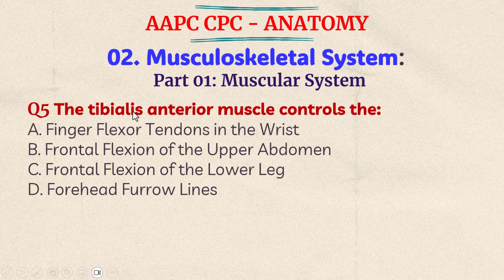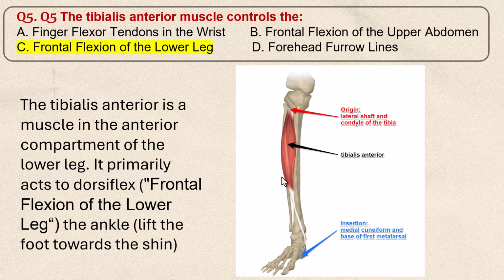You can see tibialis anterior. Tibialis refers to a bone in the leg called the tibia. So it should be in the leg. So the correct answer should be frontal flexion of the lower leg. So let's see the explanation. The correct answer is C.